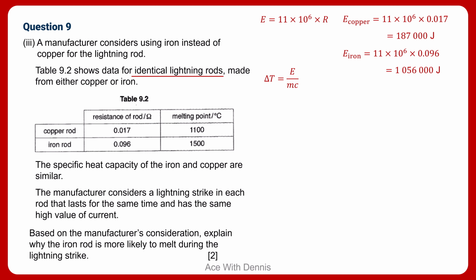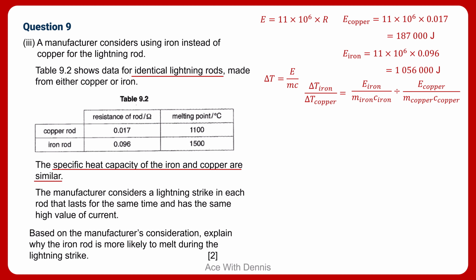So since we assume we are using identical lightning rods and the specific heat capacity of the iron rod and copper are similar, then the change in temperature of the iron rod over the change in temperature of the copper rod will be equal to the thermal energy in iron divided by the mass of the iron times the specific heat capacity of the iron, divided by the thermal energy in the copper rod divided by the mass of the copper rod times the specific heat capacity of the copper.